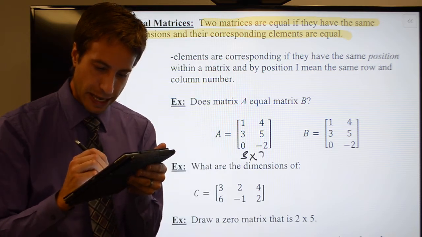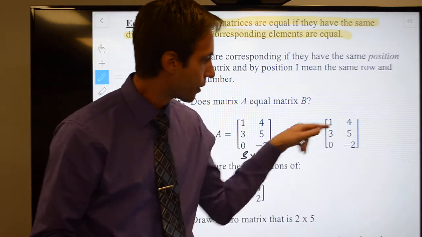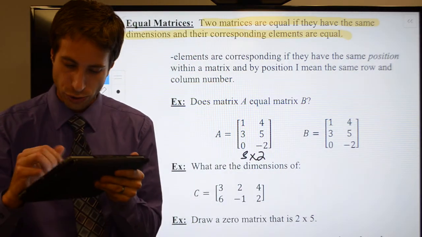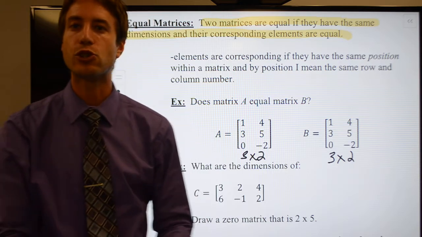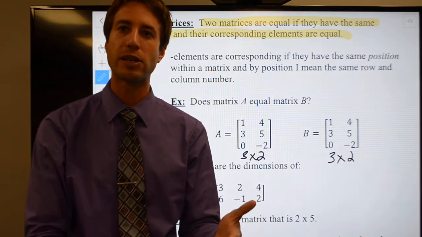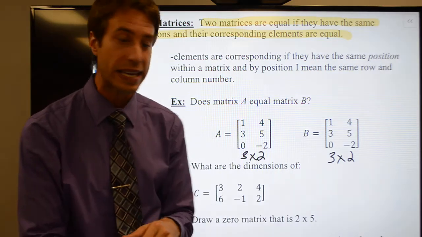3 by 2 matrix. So far, so good. I have 3 rows, 2 columns, so also 3 by 2. Fantastic. Now all I have to do is make sure that the elements in corresponding positions are also equal.